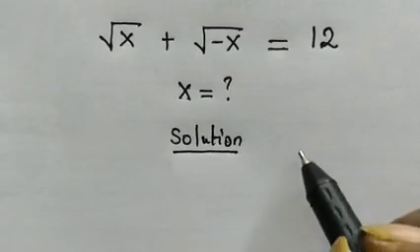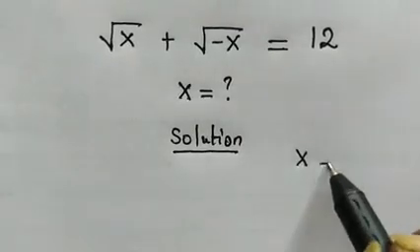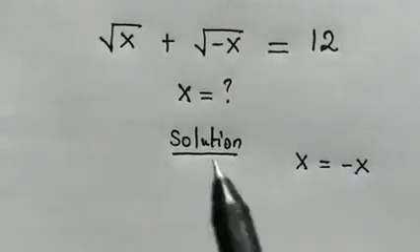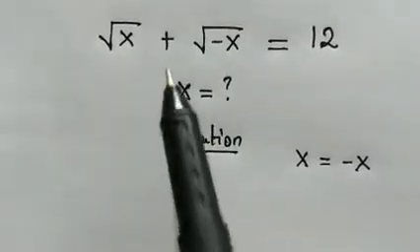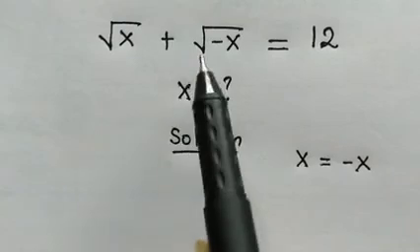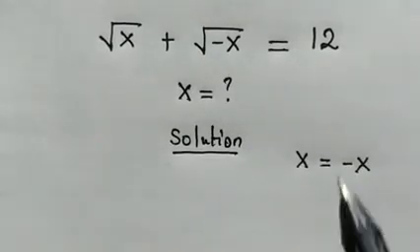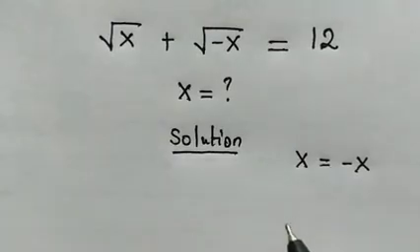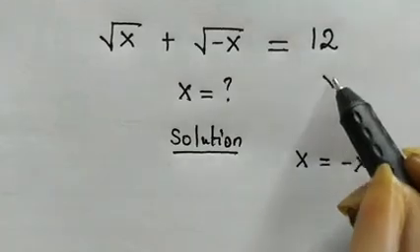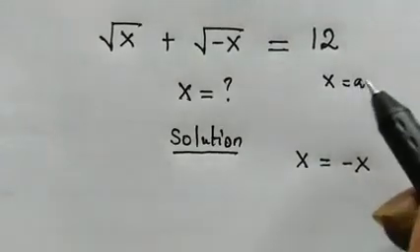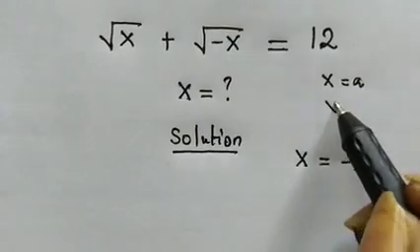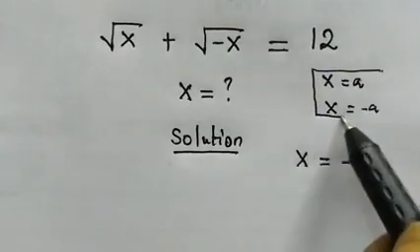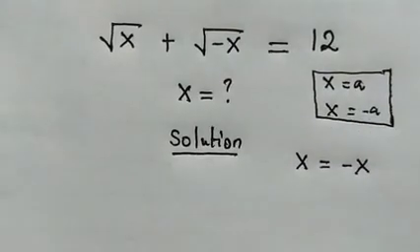In this equation, according to the property of this equation, we have the square root of positive x plus the square root of negative x equals 12. So we're going to know that x must be equal to negative x. For example, if we have the solution x is equal to a, then we're going to have the other solution for x, that x will be equal to negative a. So let's bear this in mind. We must have two solutions for x.